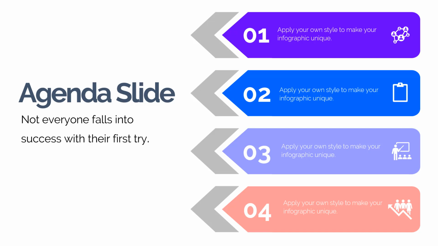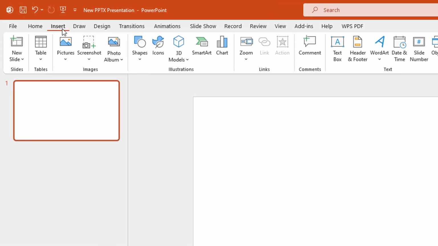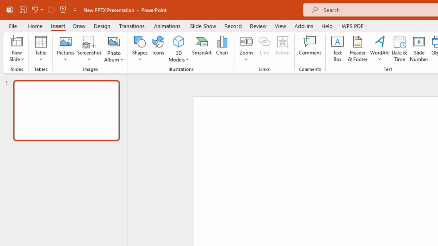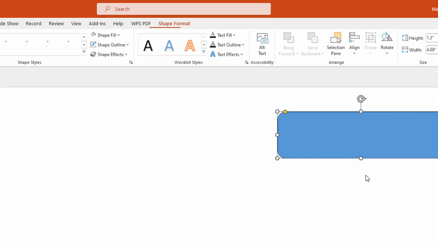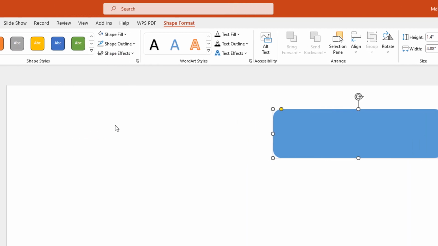So let's get started. Here I have already taken a blank slide. Let me go to insert, go to shape, pick a rectangle rounded corner shape and drag it over here. Like this, go to shape outline, make it no outline.